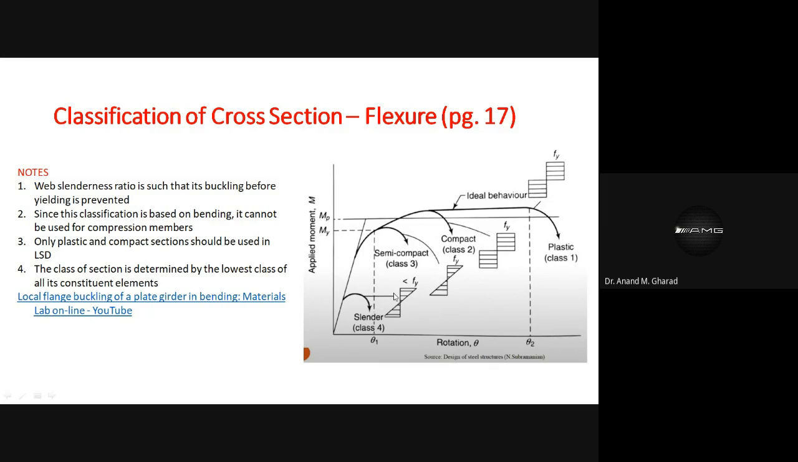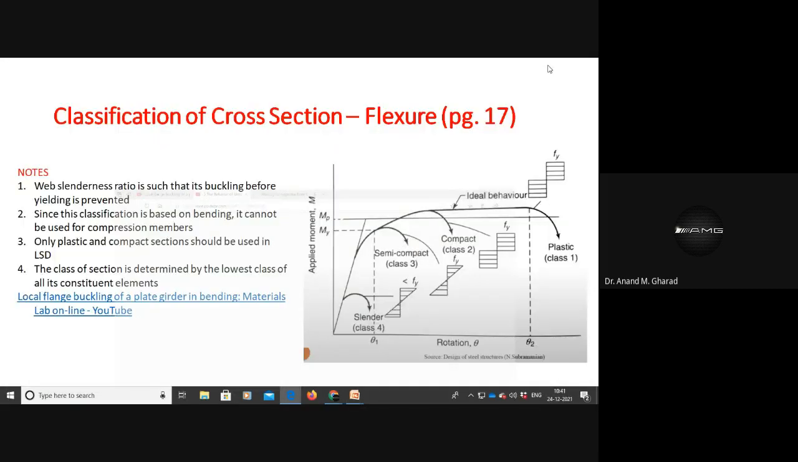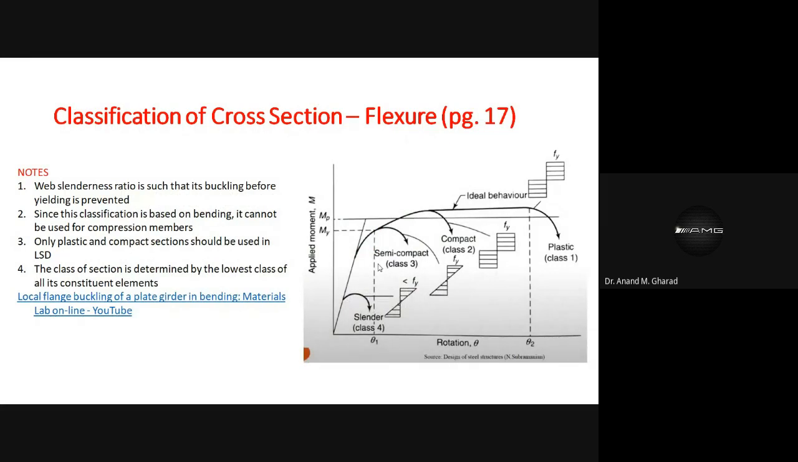Okay, there are a few more considerations which we are supposed to do later. The class of cross section is determined by the lowest class of all its constituent elements. Okay, that will depend upon the thickness of the material, right? Fine. So have you understood this thing to some extent? Yes. Okay, so don't get confused. Classification is behavior, it is not the cross section types.